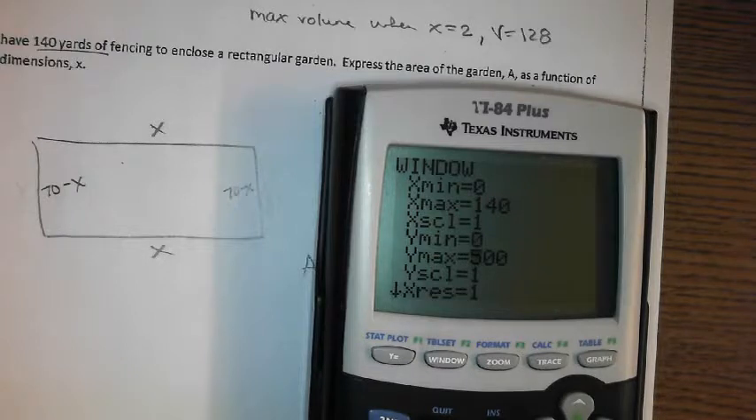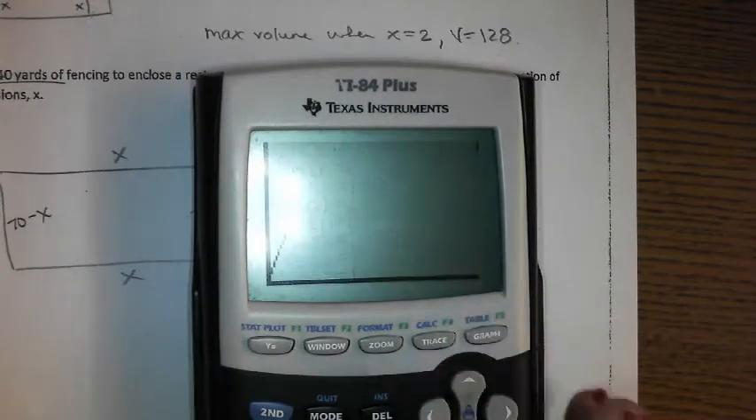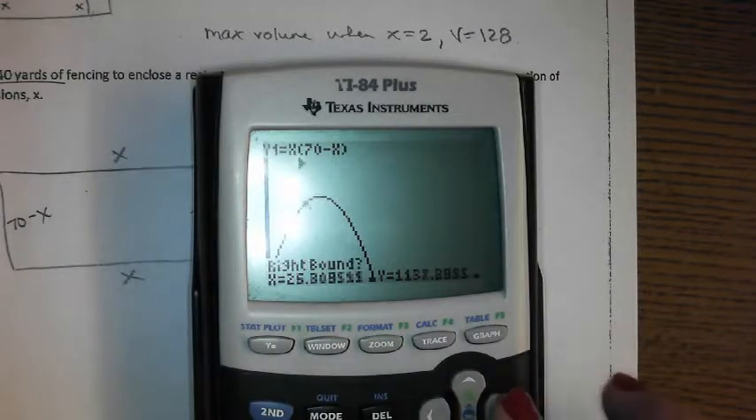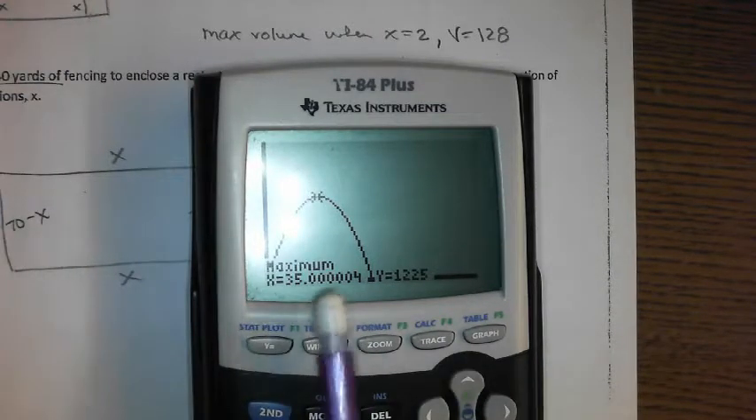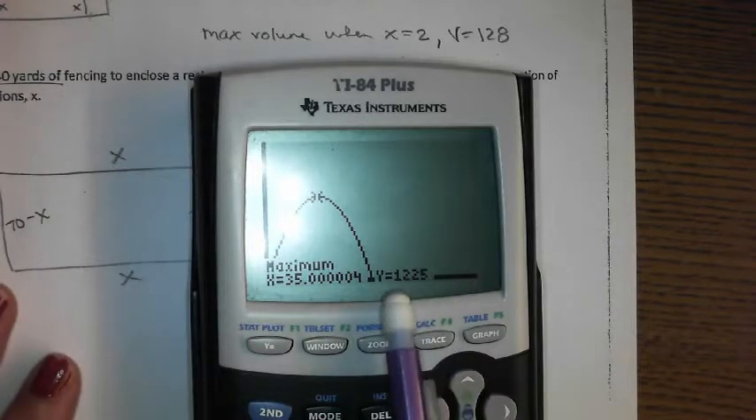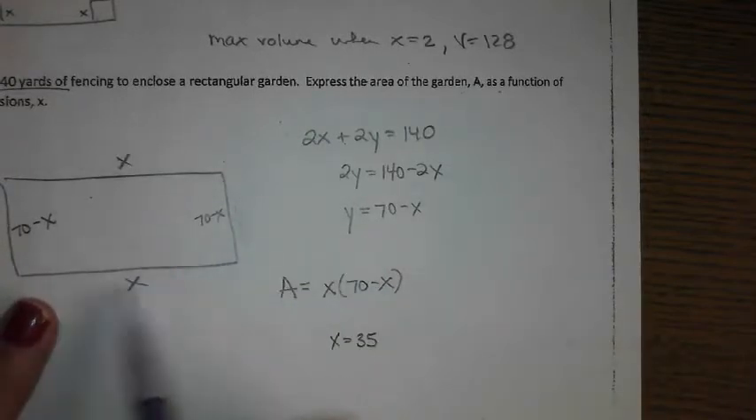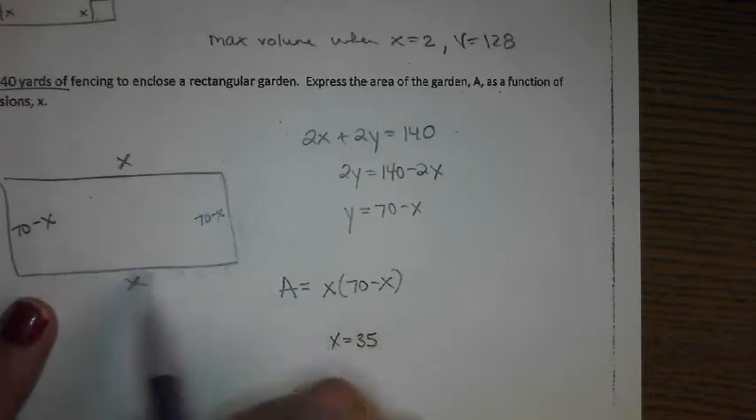So I think that you're, what'd you say, 300 is probably a little small. I'm going to go from 0 to a couple thousand, just to make sure I surpass my hypothetical. And it still might not be enough, but it is, okay? And then we can do second trace, maximum, left bound, right bound, to figure out how big we should make this rectangular garden. 35 should be our x, which is going to give us an area of 1225. So x should be 35, which means our dimensions would be 35 by 35, right?